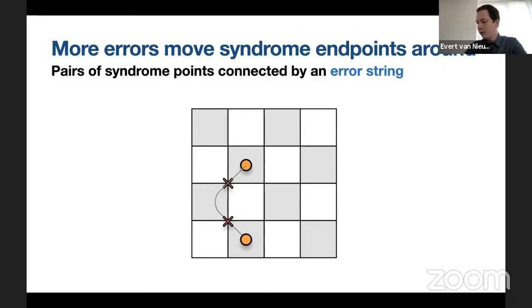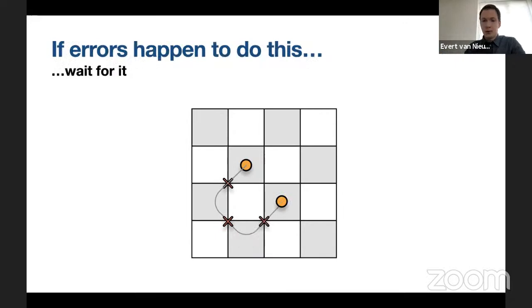Now, if I flip another qubit here, this plaquette now has 2 flipped bits, and the plaquette was the product of the Z operators at the corner. If I flip 2, I have 2 -1s. So this plaquette again is happy, it's satisfied, it has eigenvalue +1. And so I can start moving these endpoints around.